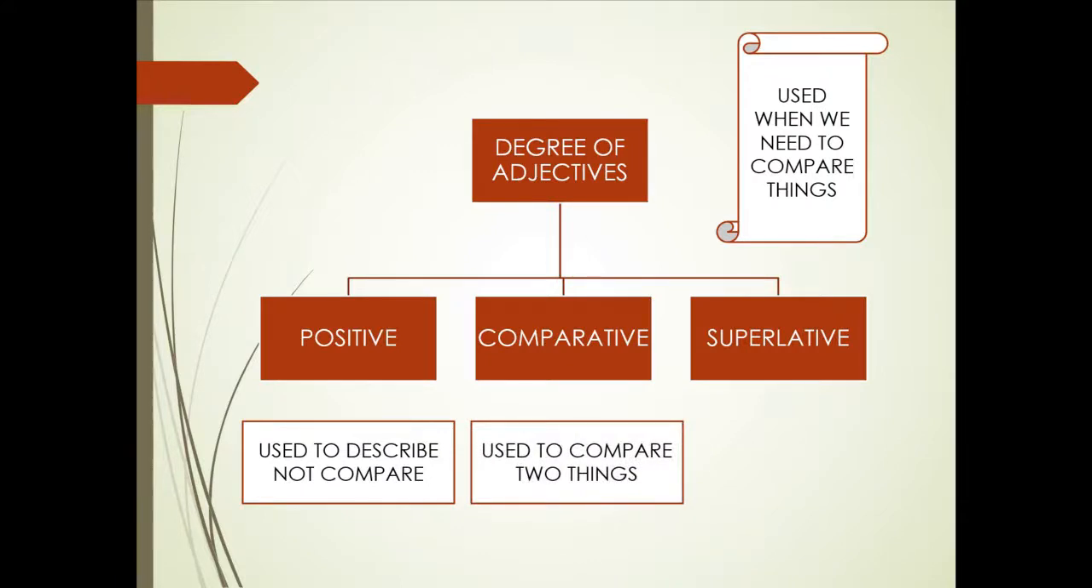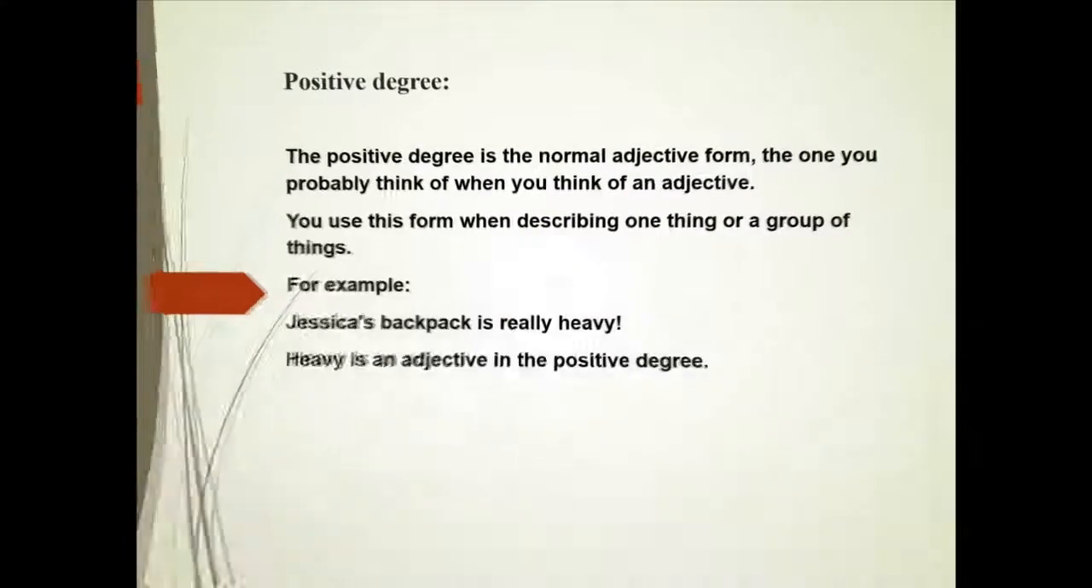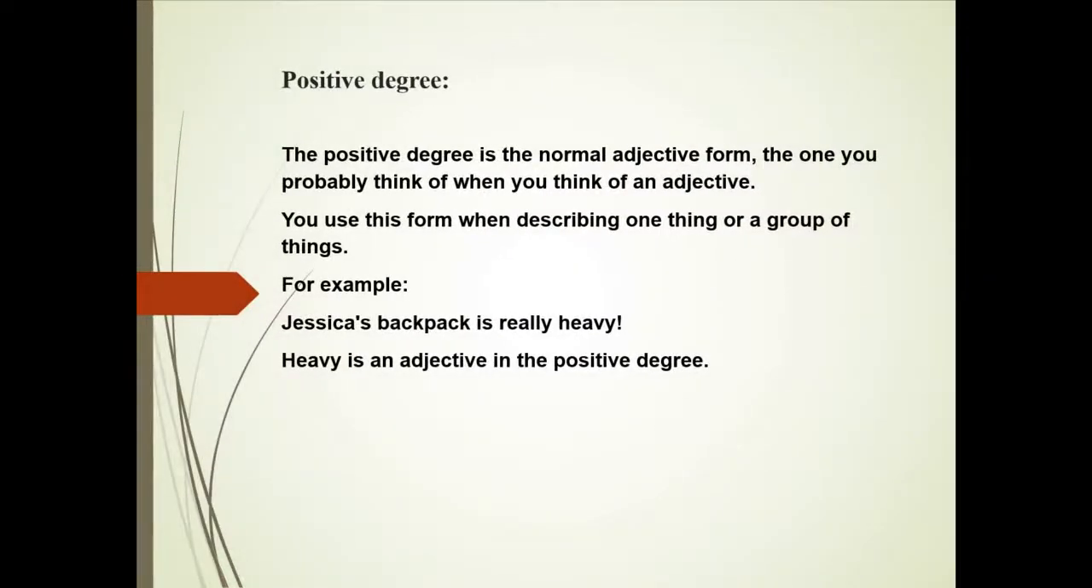Comparative is used to compare two things. That means comparative is going to compare between two nouns. And the last, superlative, is used to compare more than two things. Superlative degree is used when we compare more than two nouns or pronouns. Now, individually, we're going to learn these degrees.